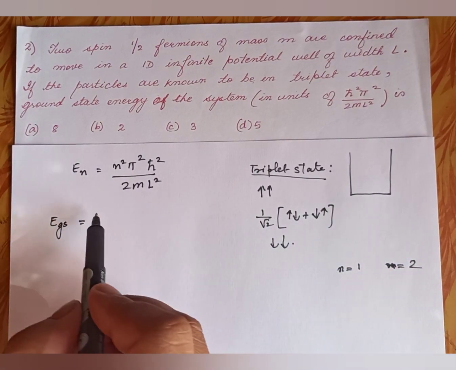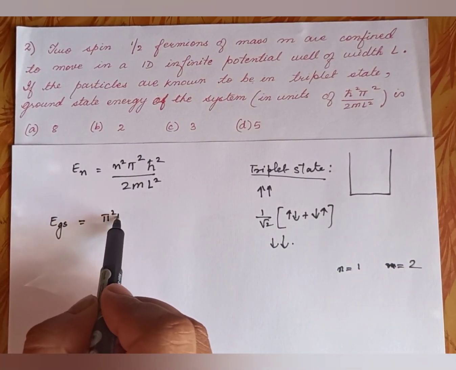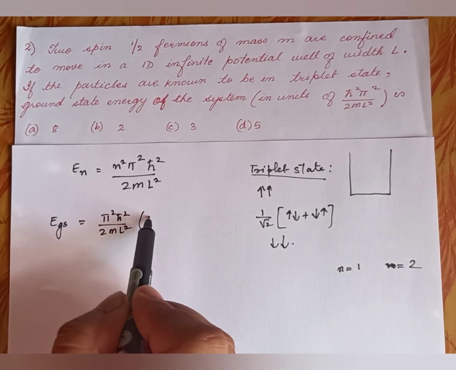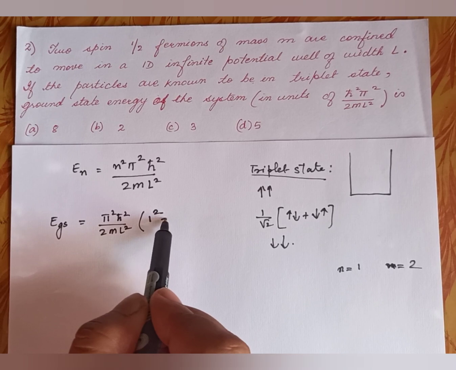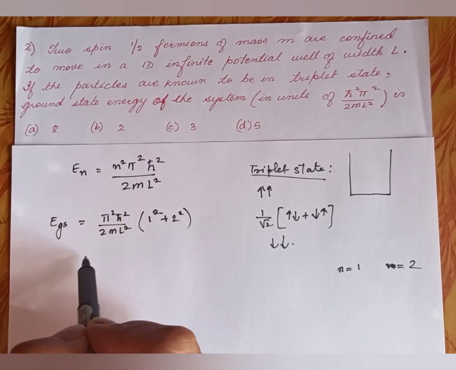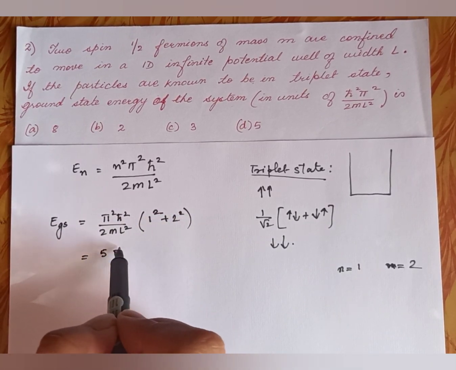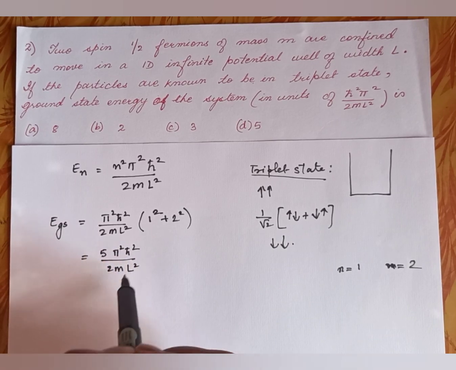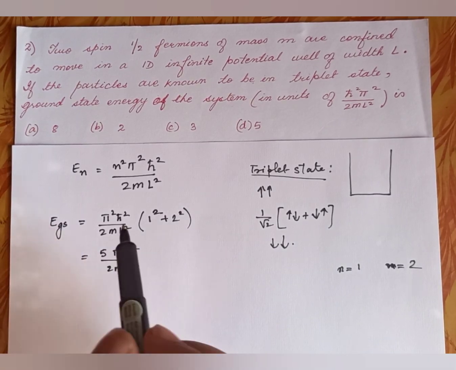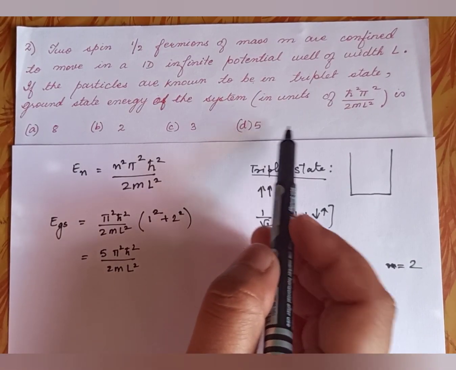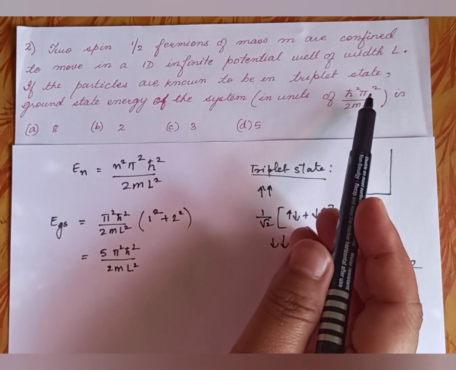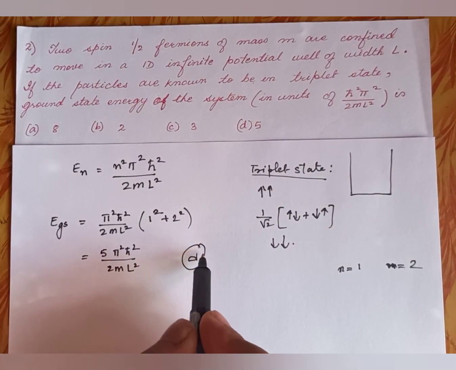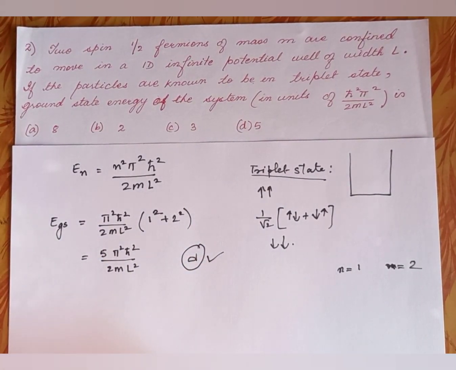Hence my ground state energy is given by pi square h cut square by twice m L square into, where n is 1 and 2, which gives me 5 pi square h cut square by twice m L square. So the correct option is D, because I have been asked to find in units of pi square h cut square by twice m L square. So my D is the correct option.